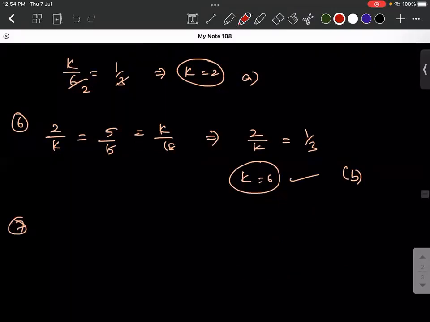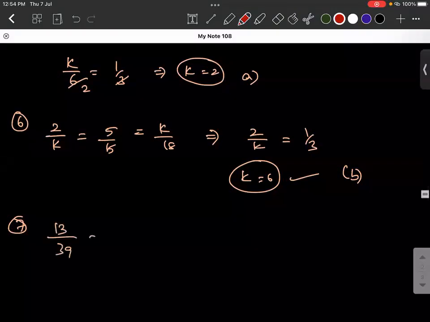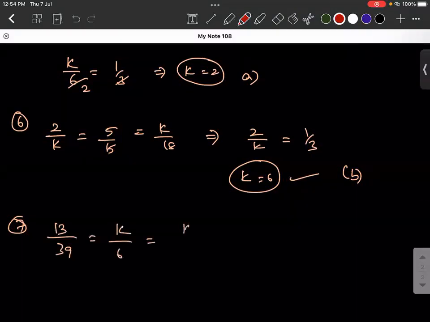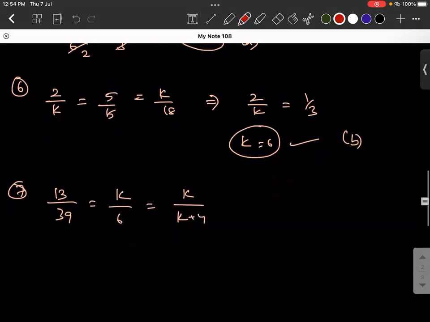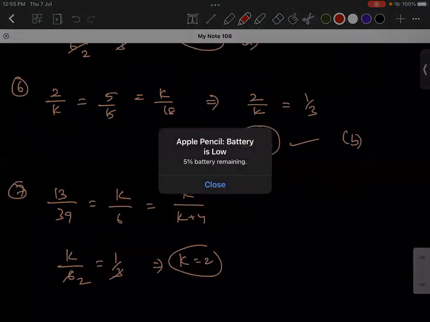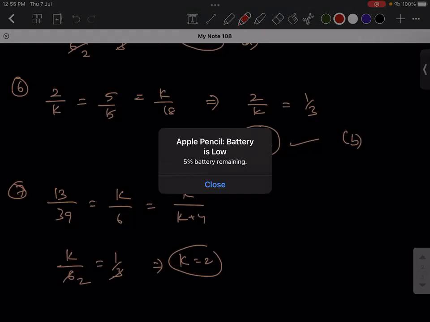Seventh, the pair of linear equations which has infinitely many solutions. So 13 divided by 39 is equal to k divided by 6 is equal to k divided by k plus 4. So k divided by 6 is equal to 1 by 3. Cancel it, which implies k is equal to 2. Option B.